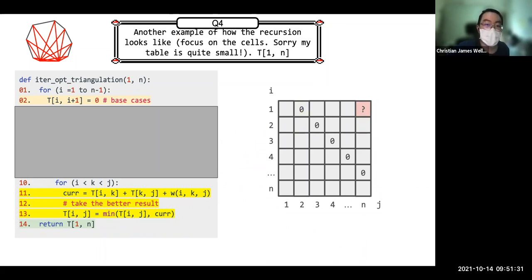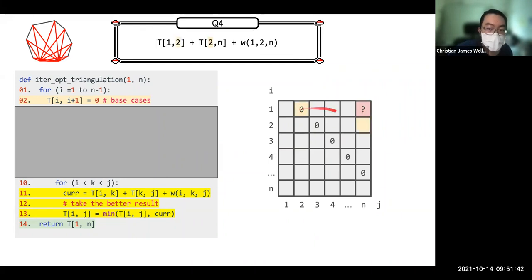So here's another example of how the recursion looks. In terms of the table, if you're computing T1n, you take this cell plus this cell, or the next iteration of the loop computes this cell and this cell, and the next iteration computes this cell and this cell, plus the weight, of course. So this is another visualization of what's happening in the DP table.